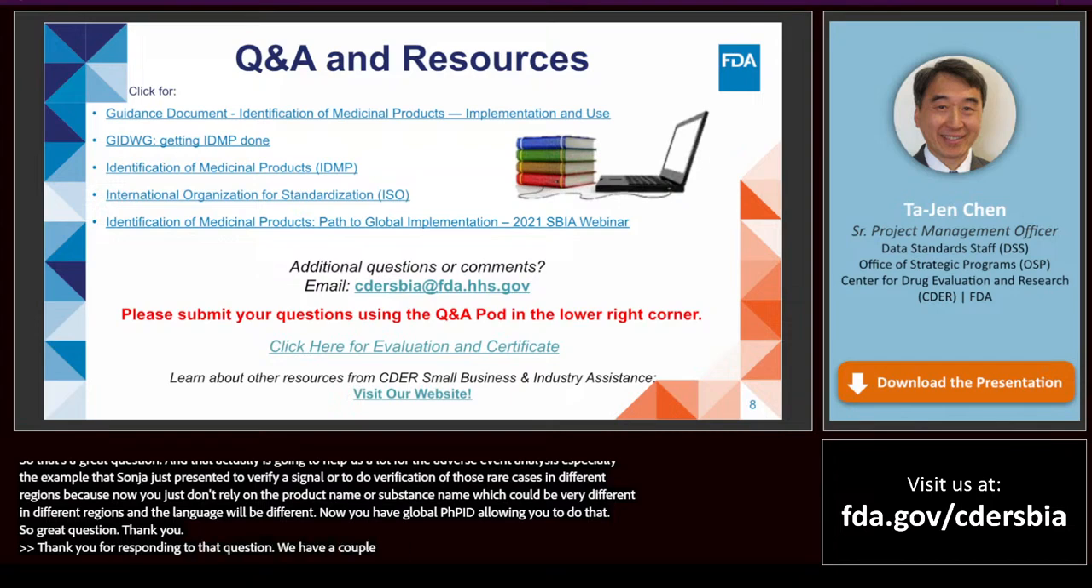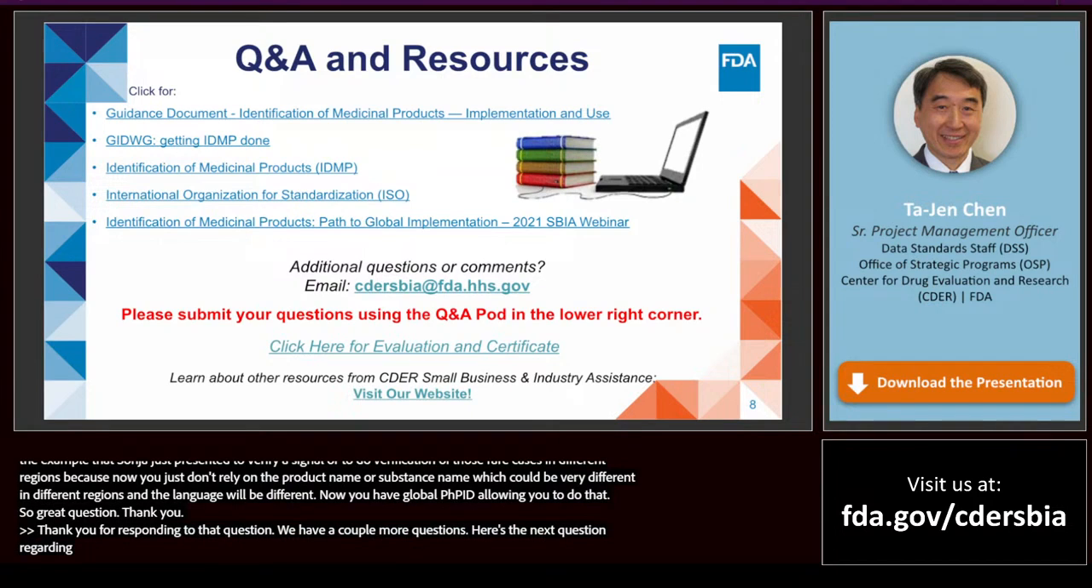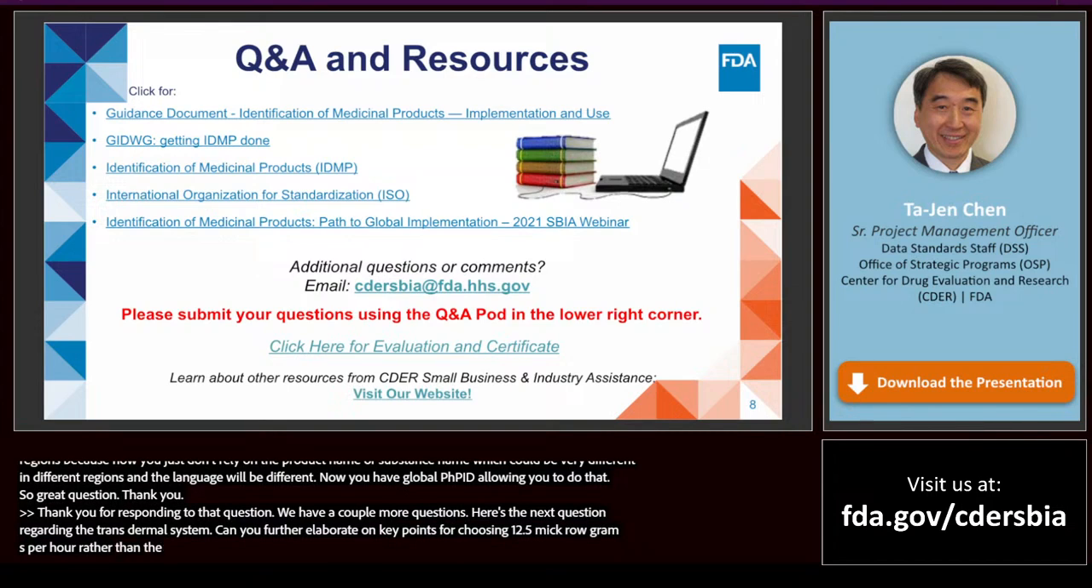Here's the next question regarding the transdermal system. Can you further elaborate on key points for choosing 12.5 micrograms per hour rather than the labeled strength of 12 micrograms per hour for the fentanyl transdermal system?